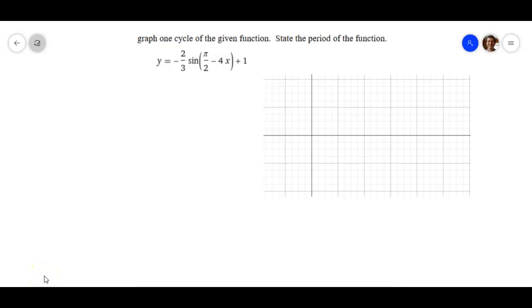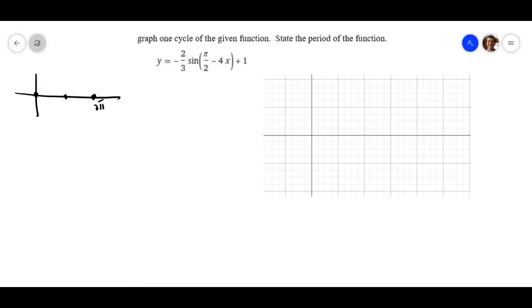Here we are graphing one cycle of a generalized sine wave. So normally our sine wave starts at 0, the origin, and has a period of 2 pi. We're back to the origin, we're back to 0, the baseline.